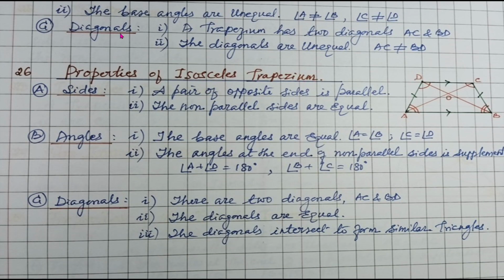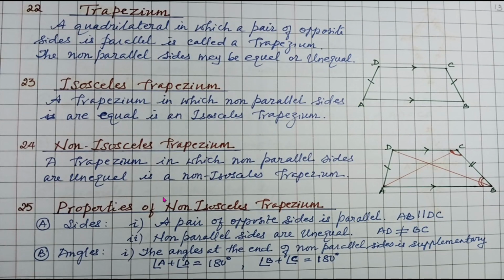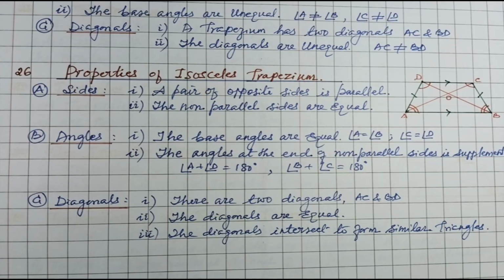Now talking about the diagonals, in a non-isosceles trapezium, the diagonals are unequal. If you have seen, there are two diagonals, that is AC and BD, and the diagonals are unequal. Remember that. Now coming to the properties of the isosceles trapezium. I have drawn the isosceles trapezium here. ABCD is a quadrilateral in which AB is parallel to DC and AD and BC are equal. Therefore, a pair of opposite sides is parallel and non-parallel sides are equal. Therefore, it is an isosceles trapezium.